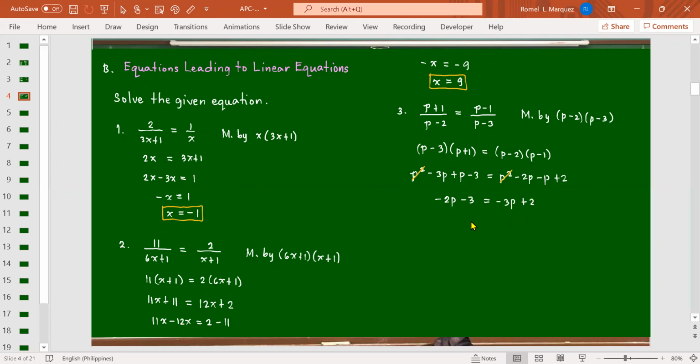Collecting those terms with variables on the left side, so getting negative 2p, and this becomes plus 3p by adding what? 3p on each side of this equation. And then 2 plus 3 by adding positive 3 on each side of this equation. Okay? So this is p, and then on the right side, 5. We do not want p equals 2, p equals 3. So since we did not get those values, therefore, we accept this p equals 5.